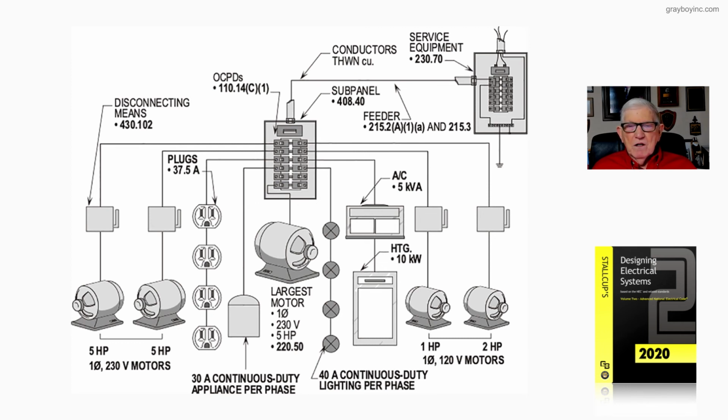And then we have single phase motors of 120 volt, 1 horse and 2 horse. And that's what the feeder is supplying over to this sub panel. So let's look at the calculating procedure in the next video.